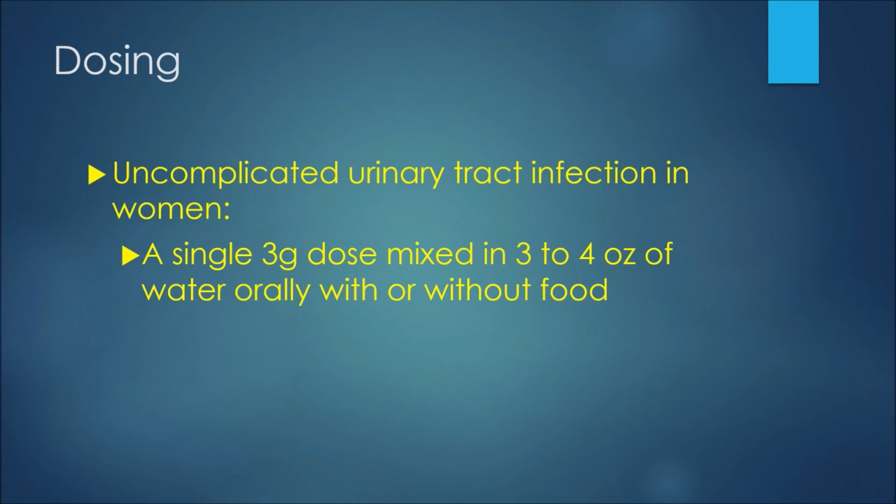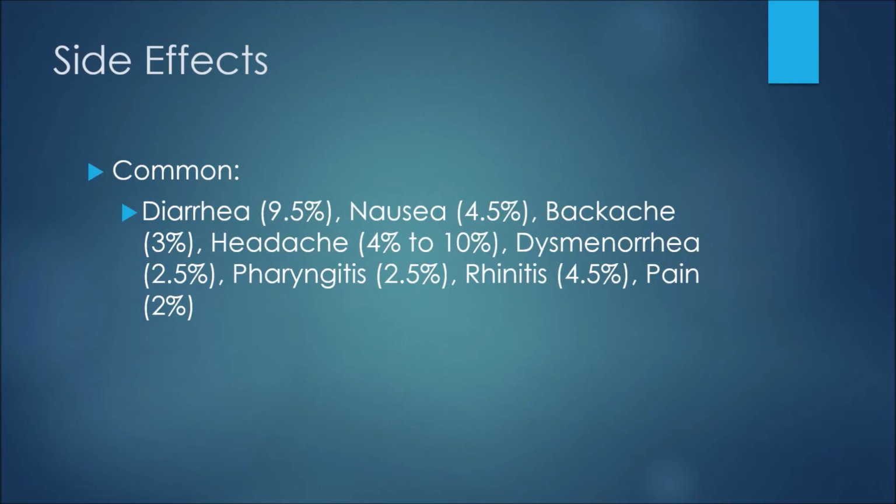Now for an example of dosing with fosfomycin, so in the treatment of an uncomplicated urinary tract infection in women, we would see a single 3-gram dose mixed with 3 to 4 ounces of water taken orally with or without food. As with all medications, there are some side effects or adverse reactions that patients may experience while using fosfomycin, so we'll go over some of those common side effects here now.